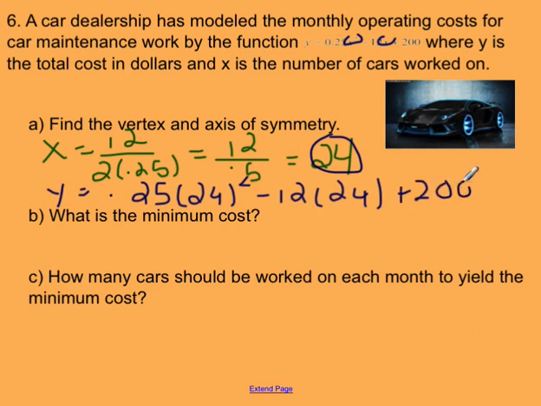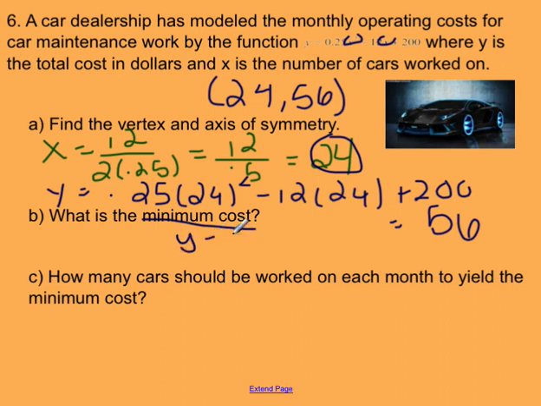Again, you can plug that exactly into your calculator as I have it written. And when you do that, you should get 56. So our vertex is 24, 56. Now part B asks for the minimum cost. Now remember that the minimum cost comes from the y-coordinate of the vertex. Well, the y-coordinate is 56. So the minimum cost then is $56.